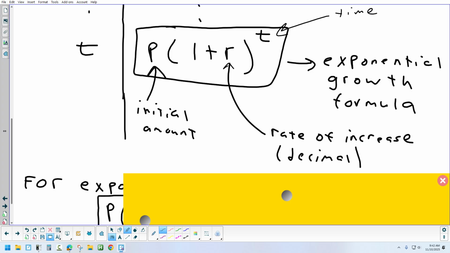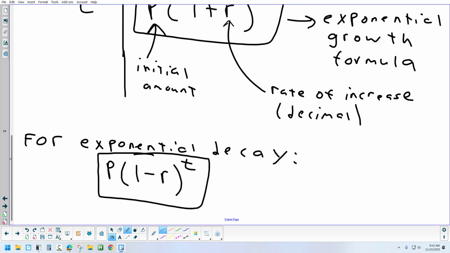Now, if we change one thing in that formula, instead of an exponential growth formula, we can make it an exponential decay formula. What do you think would change to make that into a decay formula? Yeah, we would change the plus r to a minus r. So if you had a population in a town that was decreasing at 10% every year, you'd use this formula.